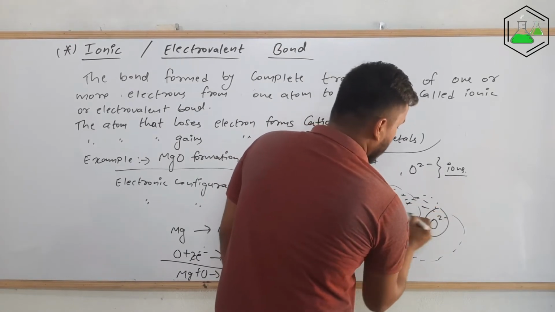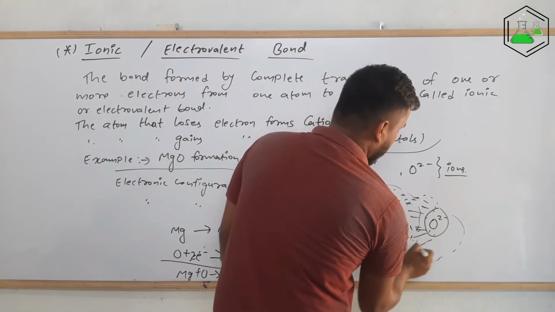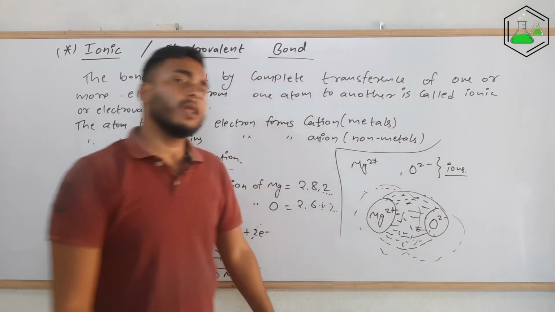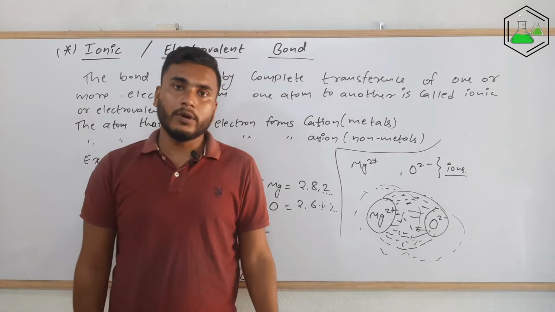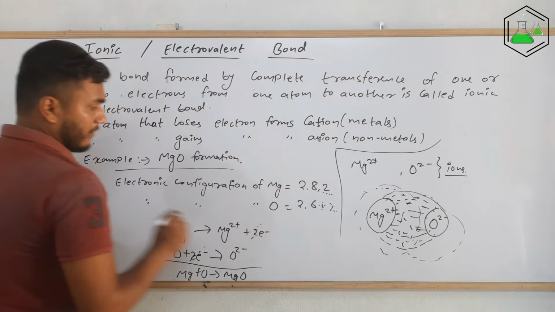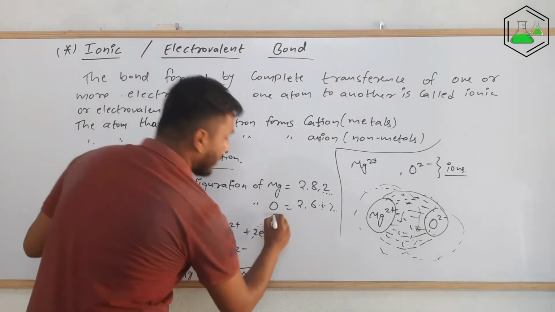It doesn't specify which direction it will be formed in. So we can say that ionic bond is a non-directional bond. It does not have any direction. Okay, it does not have any direction. So let me write it over here.